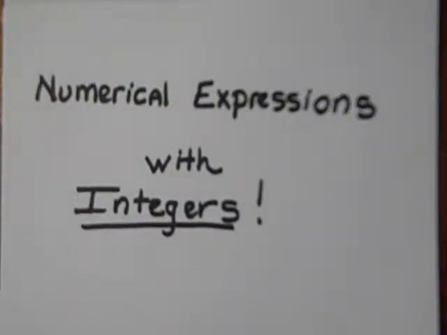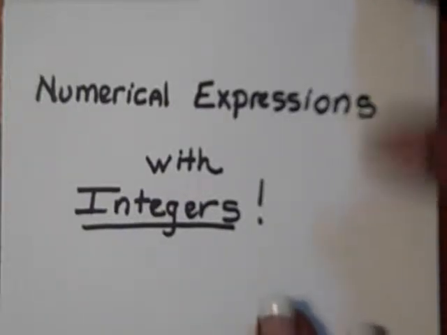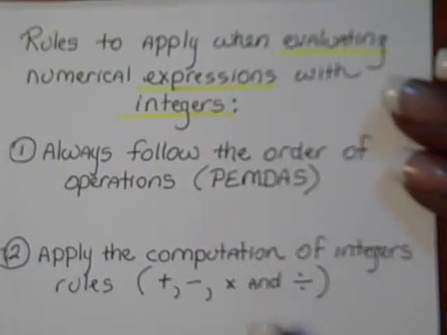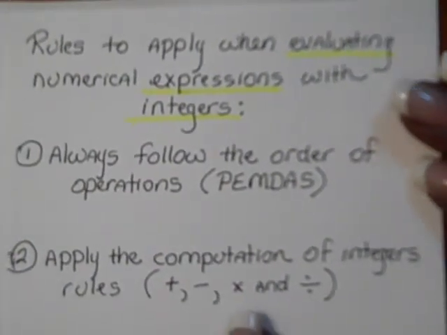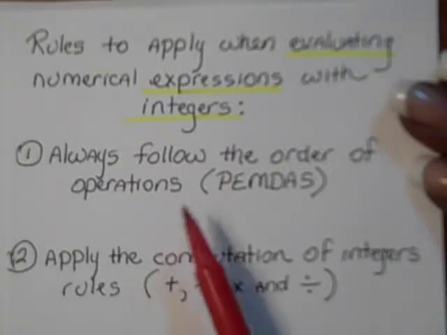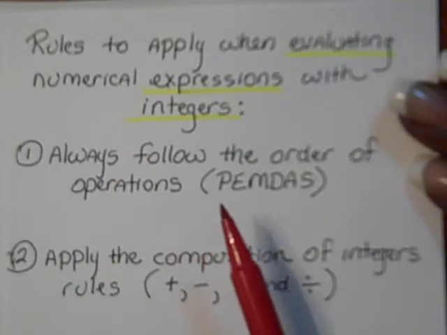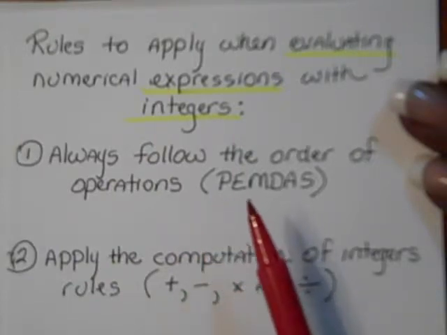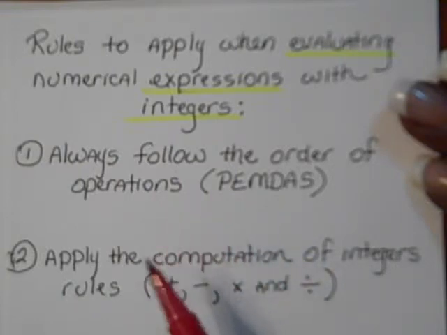Hello, today we are going to talk about evaluating or solving numerical expressions when integers are involved. When you are evaluating an expression that involves integers, we have two rules that we need to remember to apply. The first one, obviously, we will still follow order of operations. Whenever you have multiple operations in one problem, you must follow the order of operations.